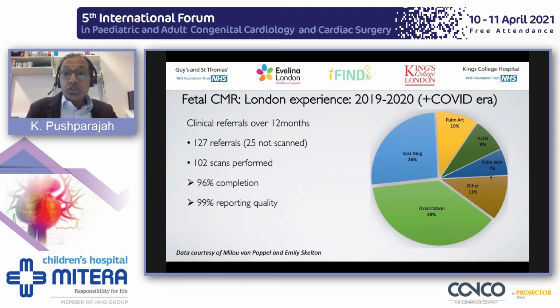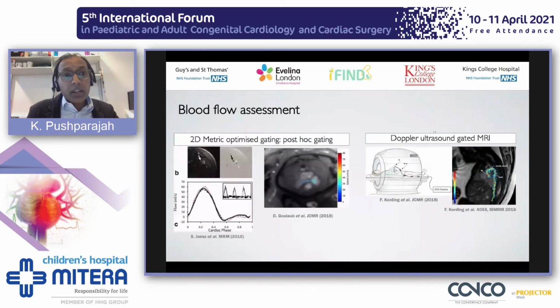So what do we do? We largely do things like vascular ring assessments, suspected coarctation, hypoplastic left heart, pulmonary veins, and assessment of pulmonary arteries. There are things like pulmonary atresia, where you're not sure if they're disconnected or how the connections are, and that's really quite important. And so we're really running a clinical service, and we're scanning in excess of 100 patients a year.